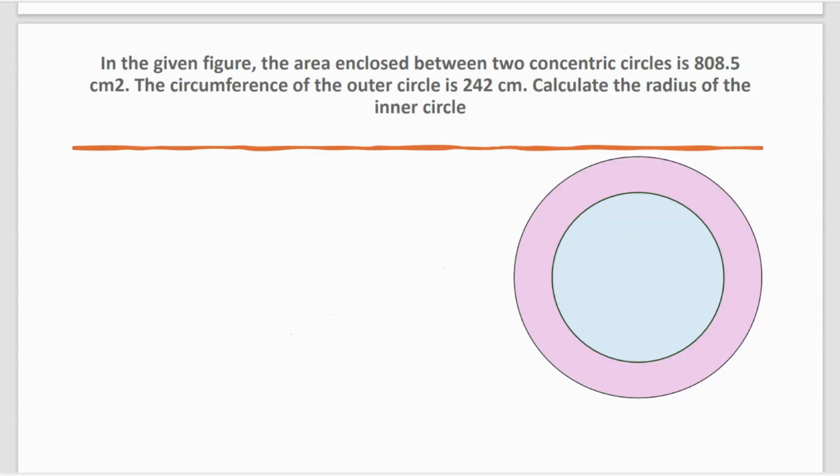In the given figure, the area enclosed between two concentric circles is 808.5 centimeter square. The circumference of the outer circle is 242 centimeter. Calculate the radius of the inner circle.